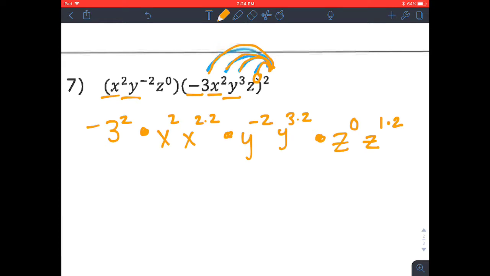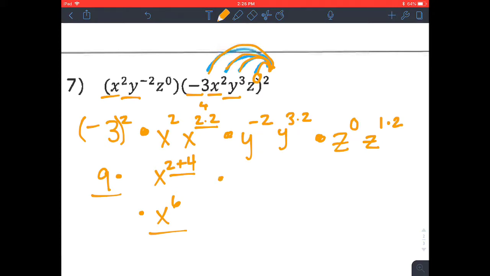Okay, so we're going to work through each and every one. Again, I'm making sure that I put parentheses around that negative 3. So that's negative 3 to the second power, which gives me positive 9. And then I'm done with that. Okay, so then I'm going to move on to the x's. I have x to the second power, and then, what's 2 times 2? 4. And if those are multiplying, I'm going to add the exponents, which would be 2 plus 4 is 6.